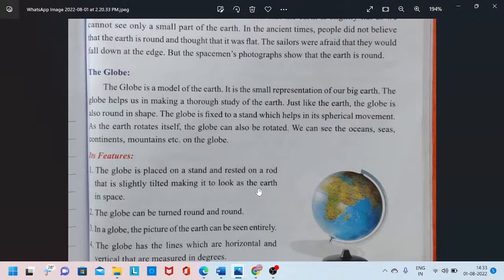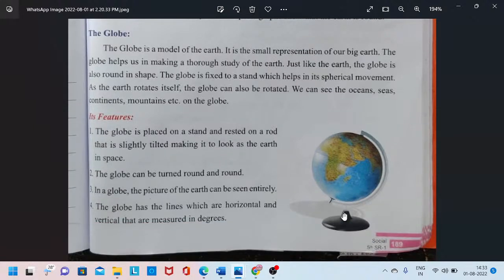So even in the globe also, you can see the globe is also moving. It is fixed to the stand. You can see here it is fixed to the stand, to have a support they have given this, but the ball will be moving. If you do like that, the ball will be moving.